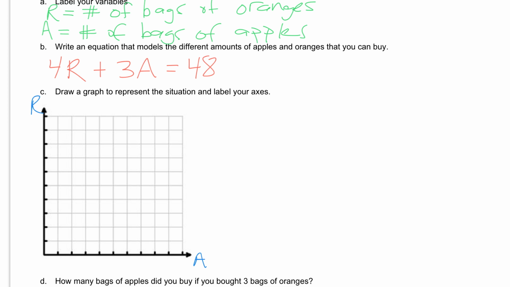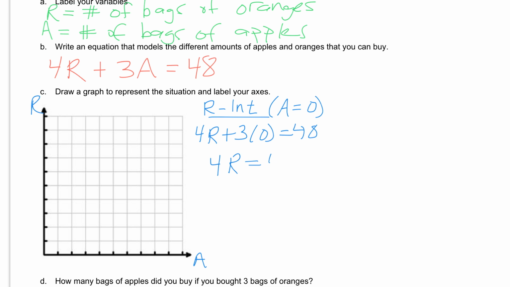And then what I want to do is graph this. The easiest way to graph this is to use your intercepts. So the first thing I'm going to do is find my R-intercept. And if I'm finding an R-intercept, just like our x and y intercepts from before, that means the other variable has to be 0. So here that means that A has to be equal to 0. And if A is 0, we have 4R plus 3 times 0 equal to 48. And remember that 3 times 0 is just 0, so this term is going to cancel out. And we get 4R equal to 48. And if we divide both sides by 4, we get R is equal to 12.